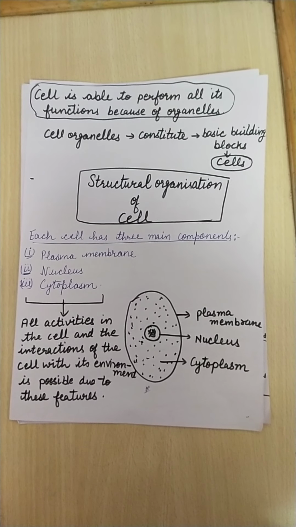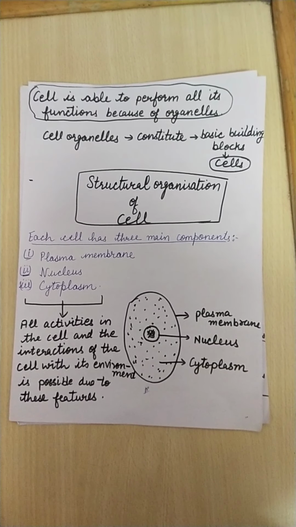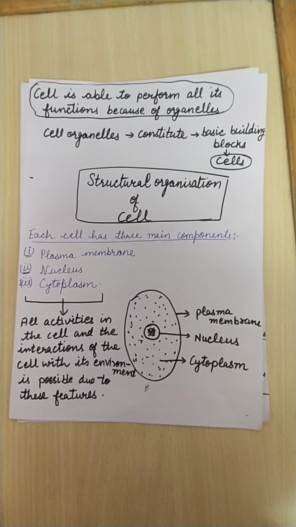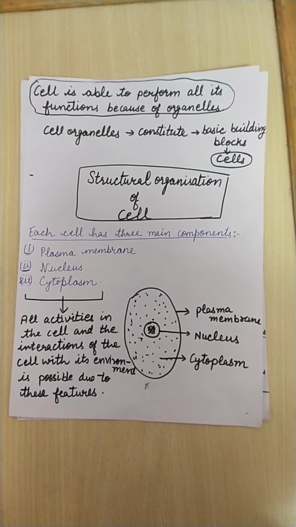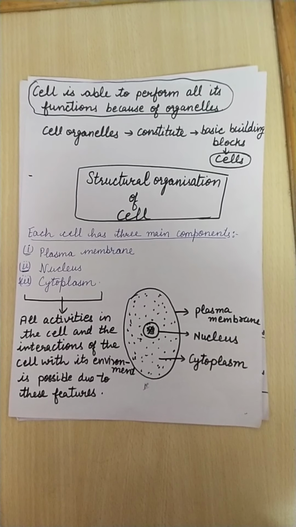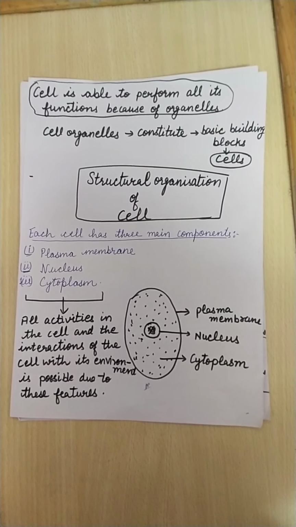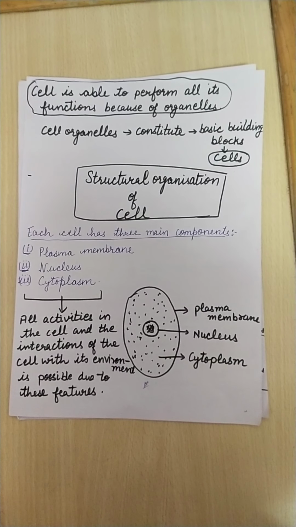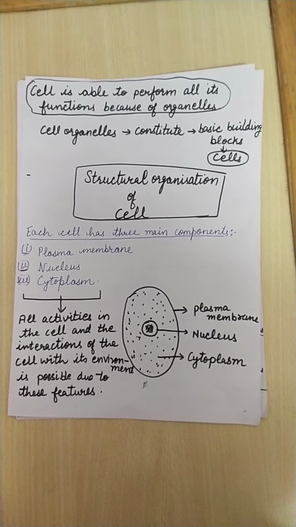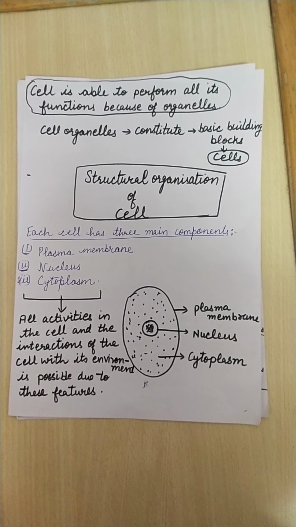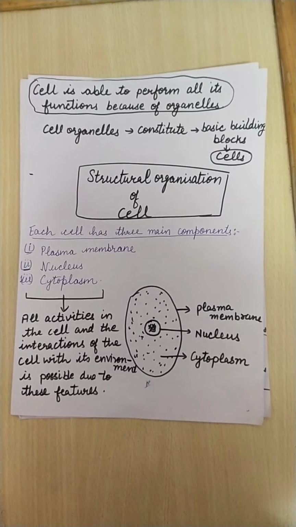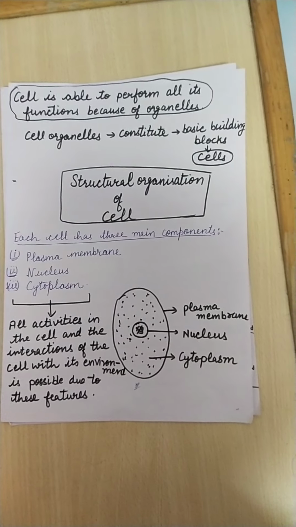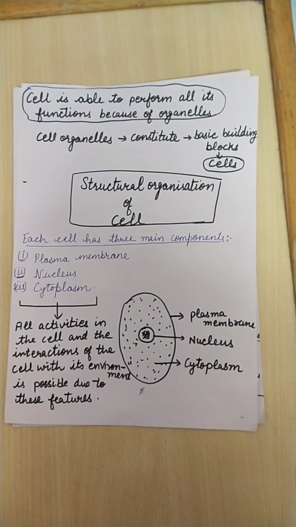In other words, we can say that the different cell organelles, along with the cytoplasm, the nucleus and the plasma membrane, constitute the basic building blocks called cells. Let us now discuss the basic structural organization of the cell. Each cell has three main components: one is the plasma membrane, another is the nucleus and the third one is the cytoplasm.